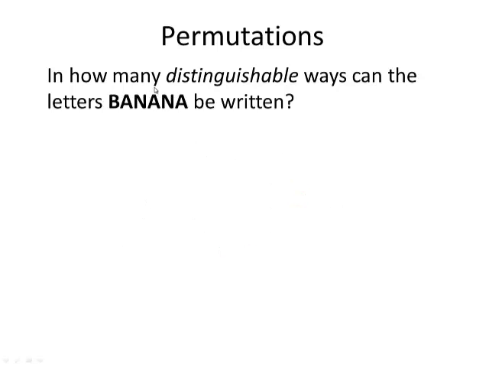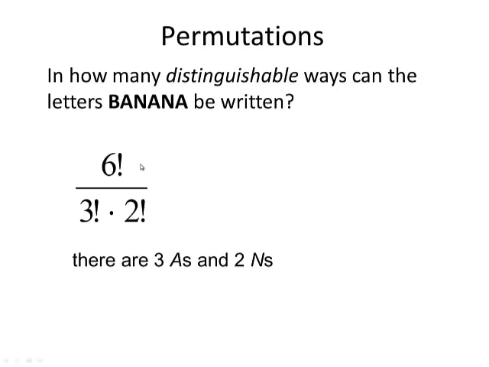What about how many distinguishable ways can the letters banana be written? Well, there's 1, 2, 3, 4, 5, 6. 6 factorial. And there are 3 A's, so you divide it by the ways you can rearrange the 3 A's where you can't tell them apart, which is 3 factorial. And then you also have to divide it by 2 factorial for the 2 N's, where you can switch those and you can't tell those apart.